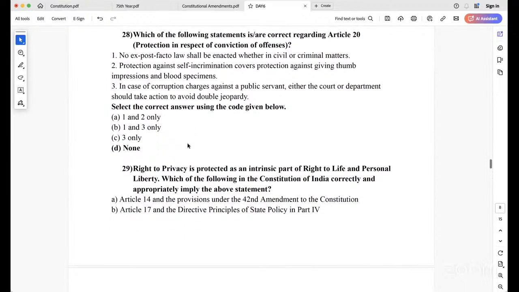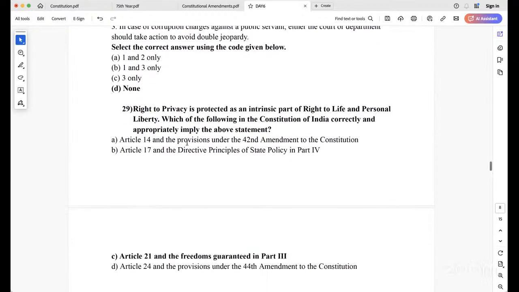Next, in case of corruption charges against a public servant, either the court or department should take action to avoid double jeopardy. There is a specific statement which says departmental action is different and the court action is different. And that doesn't fall under double jeopardy. What does double jeopardy mean? Like convicting the person twice for the same mistake that they have done. But here that is not the case. This is a disciplinary action taken from the departmental side. This is from the judiciary side. Both are different.